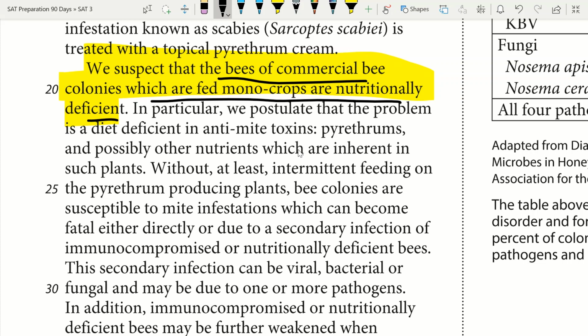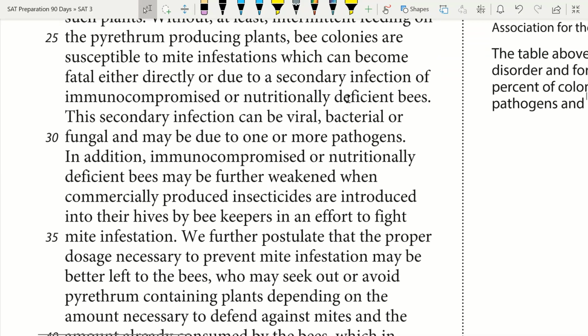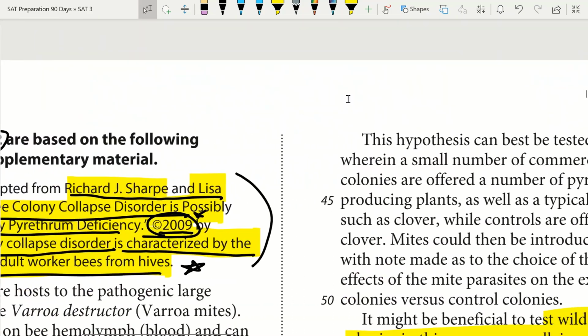Next thing, we suspect that bees of commercial bee colonies, which are fed monocrops, are nutritionally deficient. Why is this important? I highlighted it because it was important. If they're nutritionally deficient as a result of taking these monocrops, they're deficient in pyrethrum, then they're going to be more susceptible to these mite infections, right? And if they're more susceptible to mite infections, then they're going to die off faster. So that's why I highlighted that. Then after that, it was really just a lot of explanation and evidence, so there wasn't much I was going to highlight there.